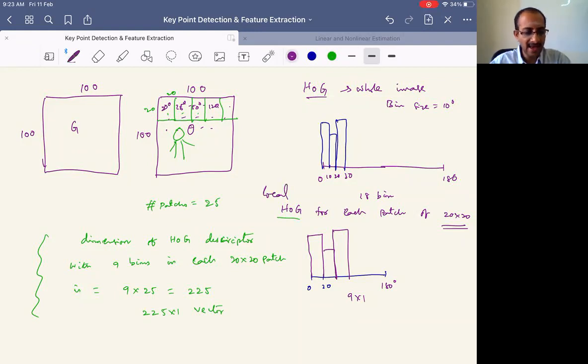Right? Hope this discussion is clear. If you have any questions, you can ask. Otherwise, I will move on to some visual descriptions in terms of slides, and then we will move on to some other feature extractors, which are very well known and widely used in computer vision.